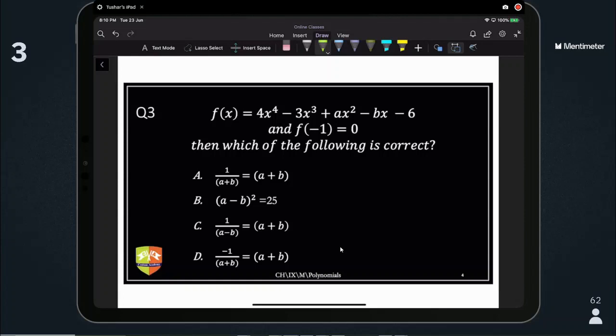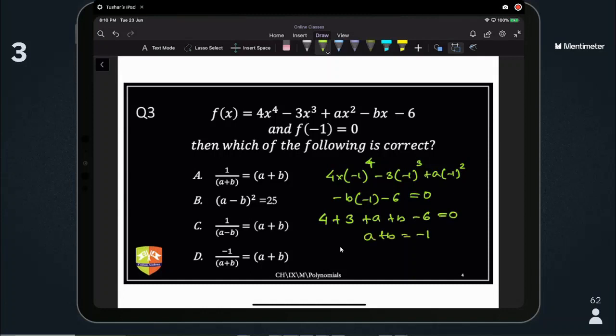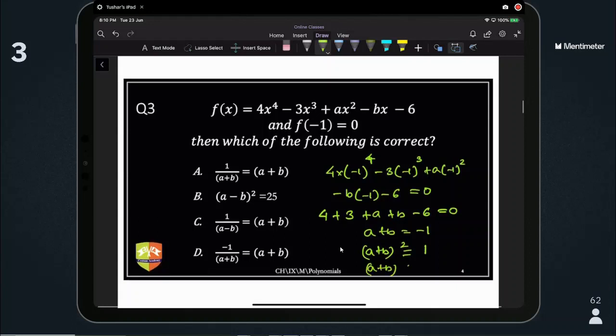So f of minus 1 will be simply 4 times minus 1 to the power 4, minus 3 times minus 1, plus a times minus 1 whole squared, minus b times minus 1, minus 6, and this is 0, it's given, right? So if you check, this is 4 plus 3 plus a plus b minus 6 is 0, so a plus b was minus 1, right? So if you square, you'll get 1. So that means a plus b is equal to 1 upon a plus b. Yes or no? Was it so difficult?